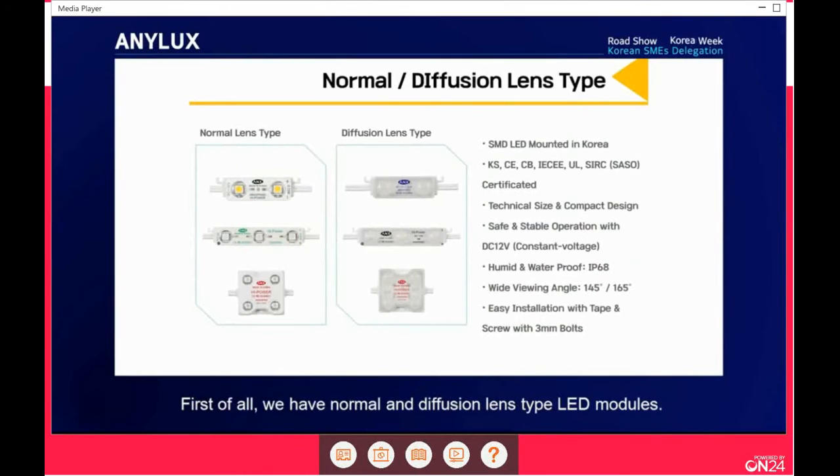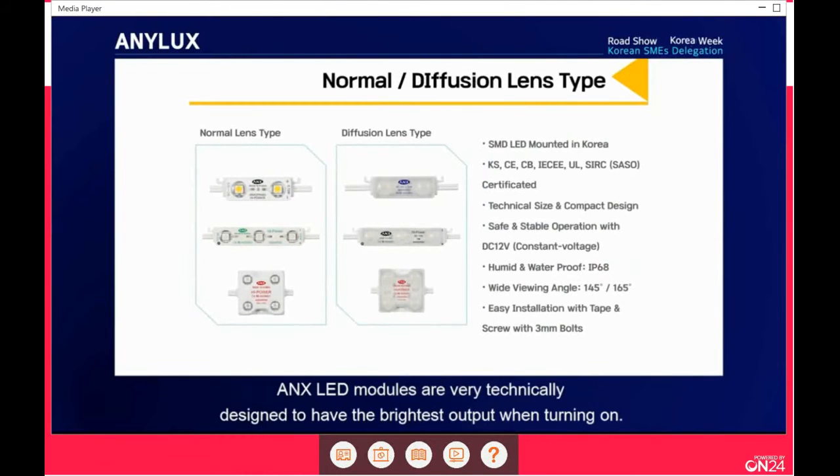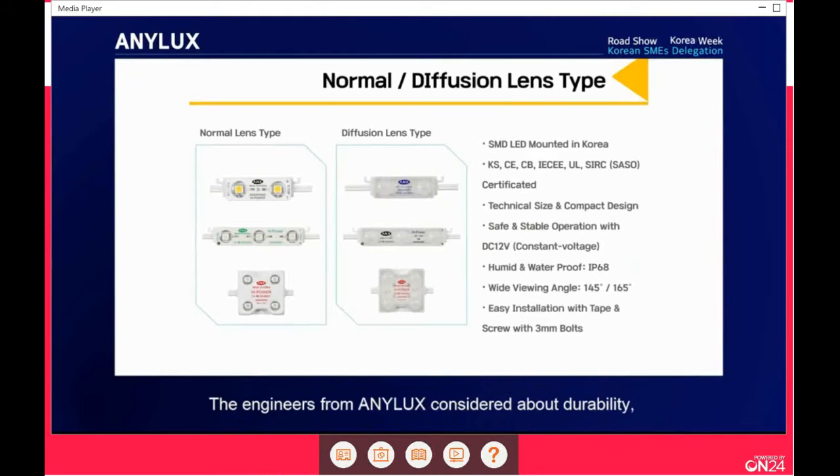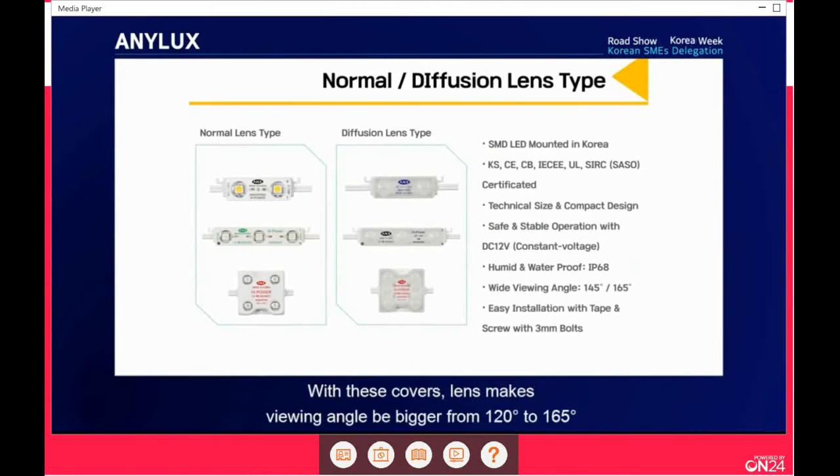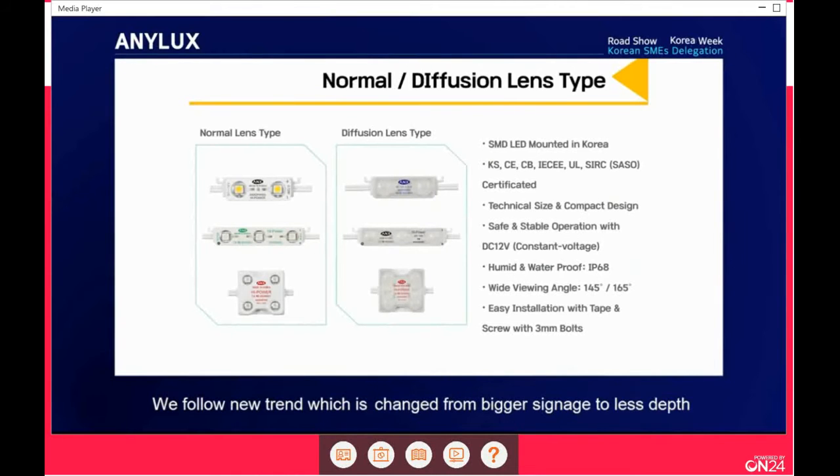First of all, we have normal and diffusion lens type LED modules. ANYLUX LED modules are technically designed to have the brightest output when turned on. The engineers from ANYLUX considered durability, brightness, stability, and various applications. With these covers, the lens makes the viewing angle bigger, from 120 degrees to 165 degrees, and it can be applied to a narrower light box than an LED module without a lens. We follow the new trend, which is changing from bigger signage to less step and smaller size, so we need to keep changing the lens style, design, and size of LED modules.